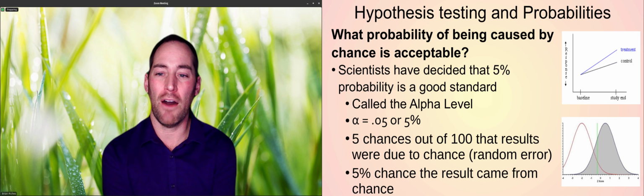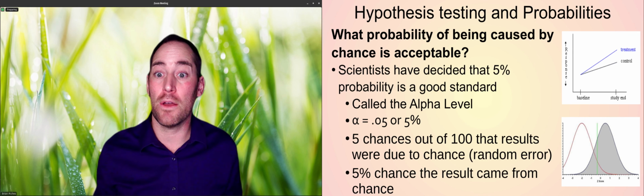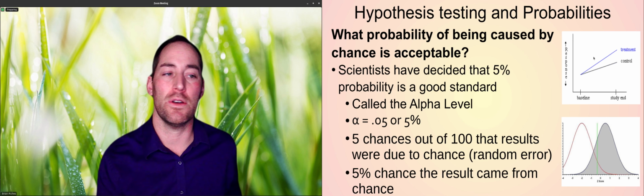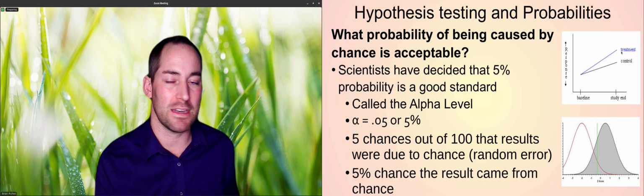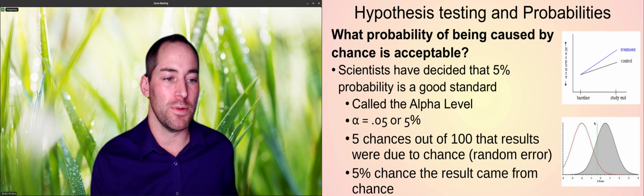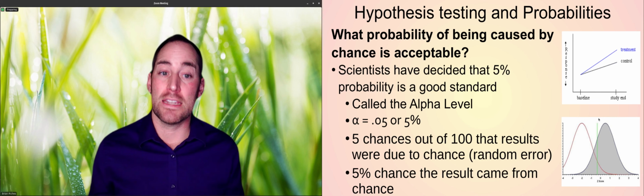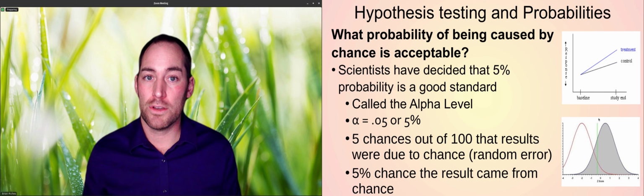We call it the alpha level, so we measure it in these tests. We do a p-value assessment, and we say, okay, this had an alpha of 0.05 or 5%. There's a 5% chance that this difference came from chance. There's a 5% chance that this result came from chance. That is acceptable, right? So psychology uses that standard.